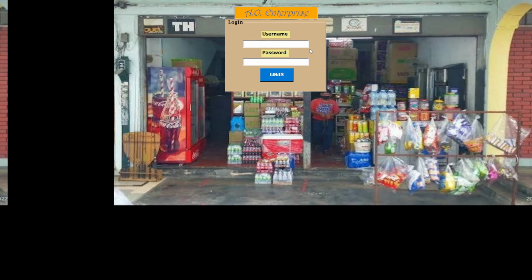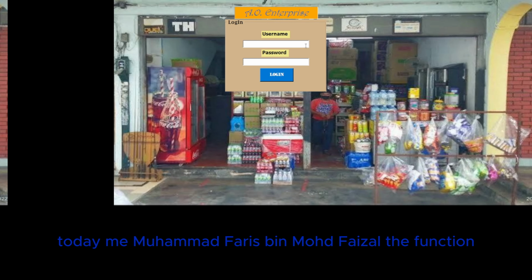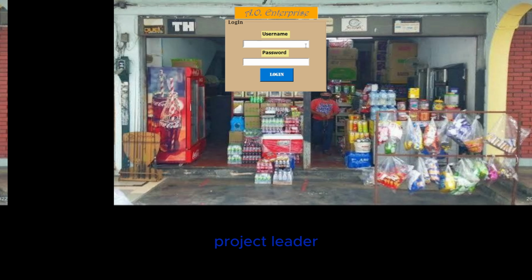Assalamualaikum warahmatullahi wabarakatuh. Today, me, Muhammad Fatima bin Fazal, the function project leader, will be presenting our multifunction inventory system.